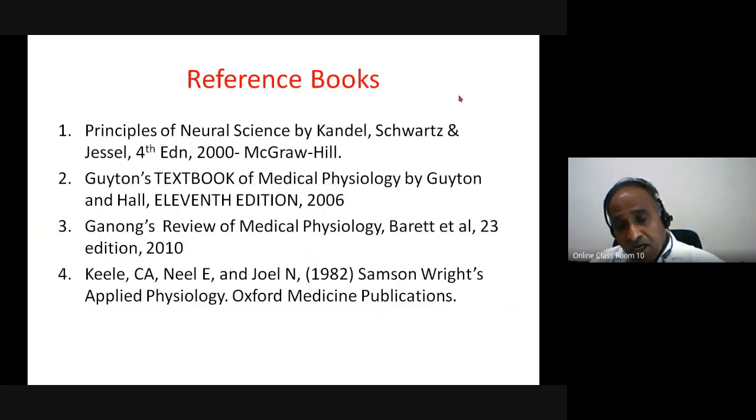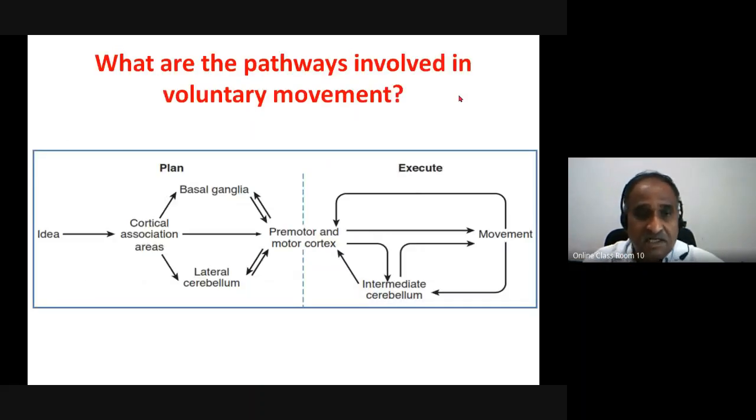Now, I stop here because in the next class I will tell what the pathways involved in voluntary movement are, because I did not talk about the pathways involved. Here I have given the very generalized plan of the voluntary action, how it is at the different segments. I have made it into three different segments. Now, in the next class, I will look into what the pathways involved in voluntary movement are.